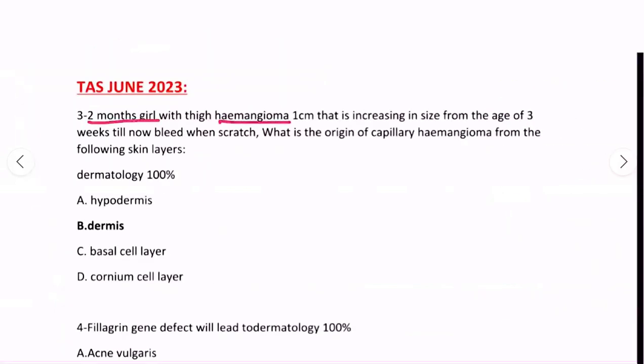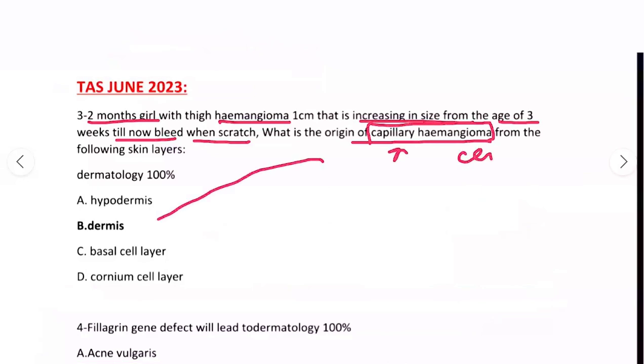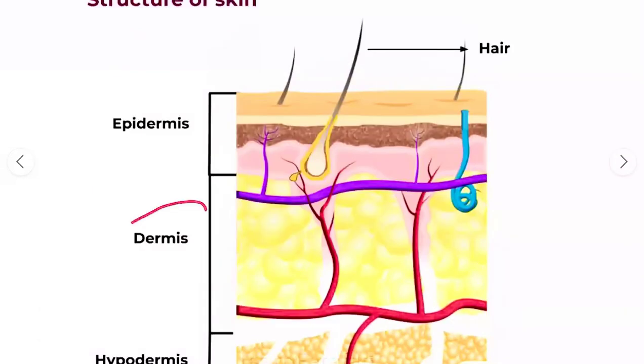A 2-month-old girl with a hemangioma is coming to you. It has been increasing in size from the age of 3 weeks till now, and it bleeds from a scratch. What is the origin of the capillary hemangioma? We have read this in your clinical cases. This is from the dermis. Why from the dermis? We have blood vessels which are present in the dermis.